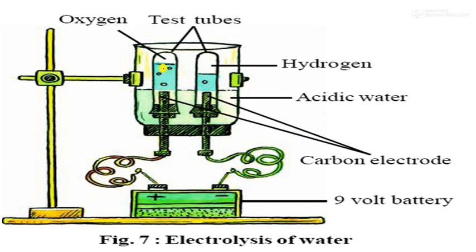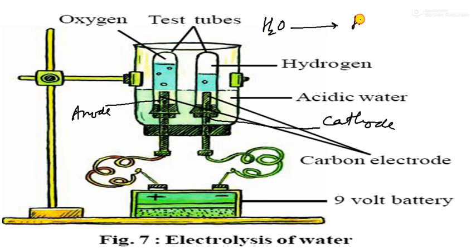So there are two test tubes seen here and two electrodes seen here, carbon electrodes, and one is negative and one is positive. The negative one is called the cathode. This one is the cathode and this one is the anode. When applying electric current with the help of a battery, water is decomposing. So water is decomposing into H2 and O2.